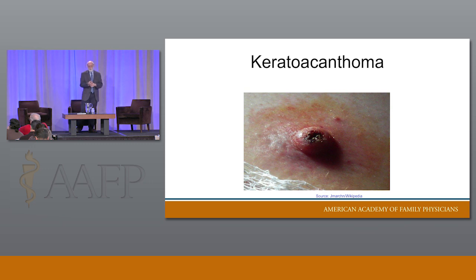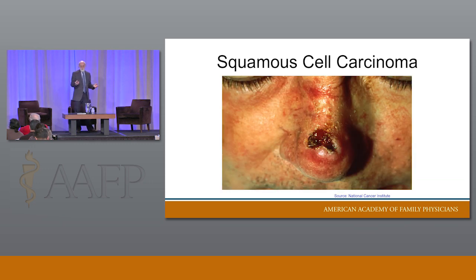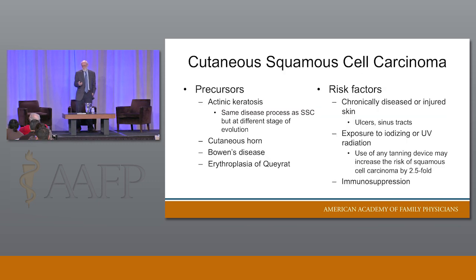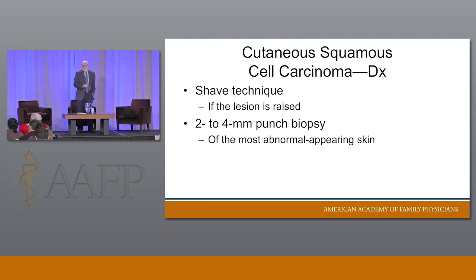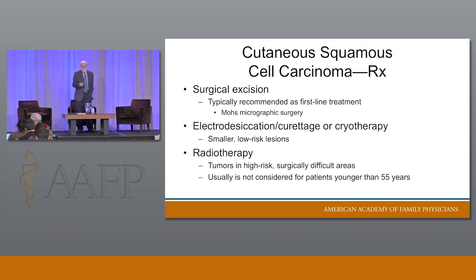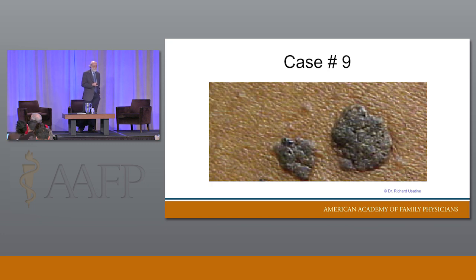We saw keratoacanthoma, a volcano-looking lesion, and squamous cell carcinoma, the big kahuna here. Precursors: AK, cutaneous horns, Bowen's disease, chronically injured skin, UV radiation. You diagnose them often by a shave technique or a punch biopsy. Then excision is typically what we recommend. Radiation if you can't take them out.